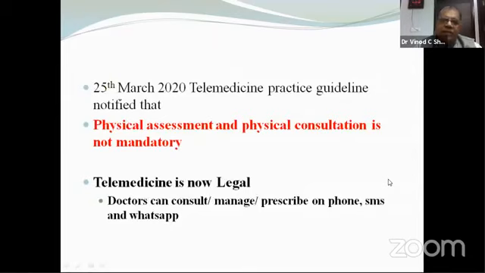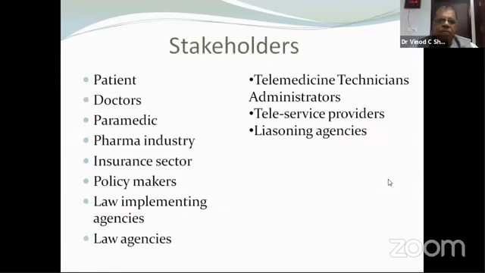On 25th March 2020, the Telemedicine Practice Guidelines were notified, stating that physical assessment and physical consultation is not mandatory. Till now, it was compulsory, and telemedicine is now legal. Doctors can consult, manage, and prescribe on phone, SMS, and WhatsApp. Who are the stakeholders? Patients, doctors, paramedics, pharma industry, insurance sector, policy makers, law implementing agencies, and law agencies.